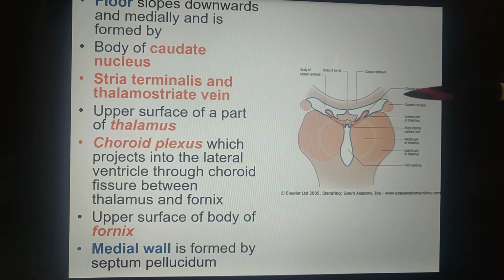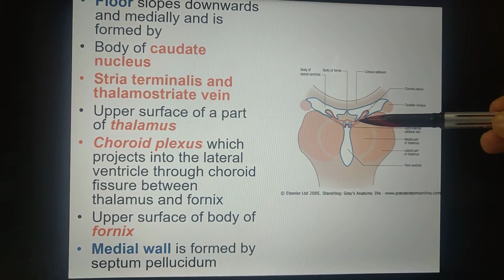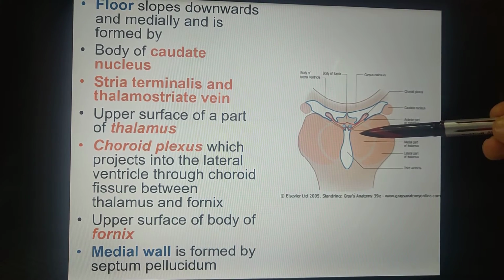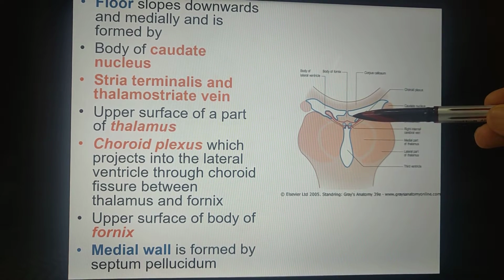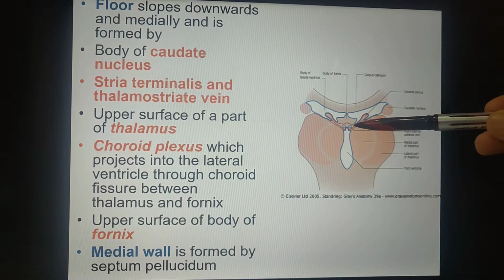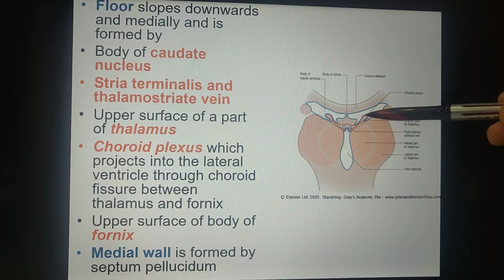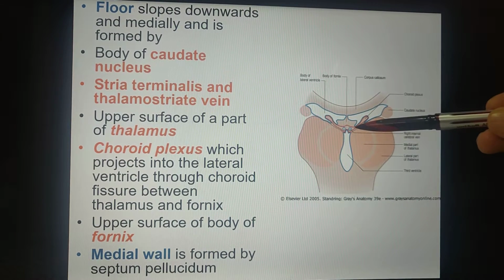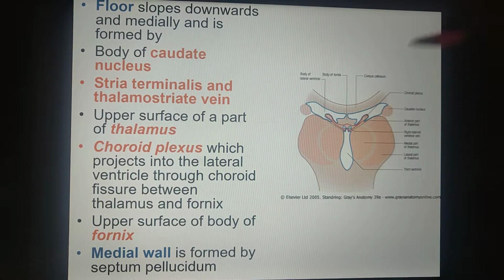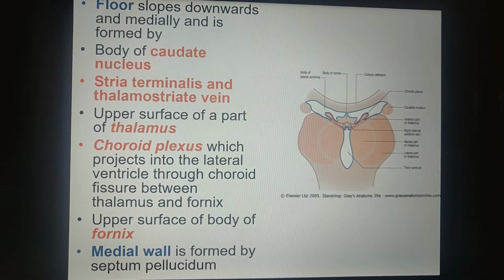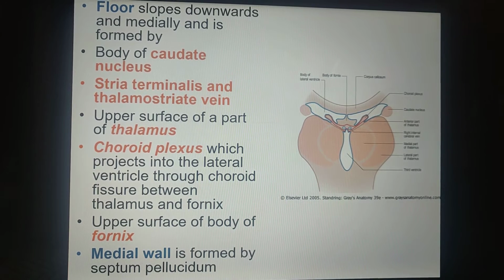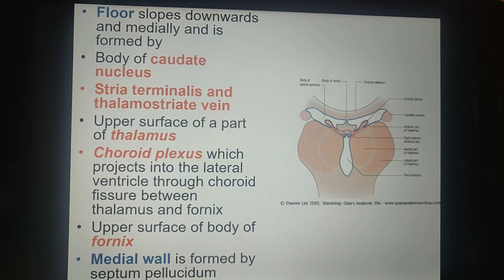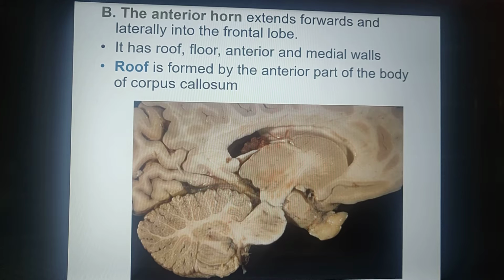And also the choroid plexus, which is invaginated. There is a space between the thalamus and the septum pellucidum, or the under surface of the fornix. Through this space between the fornix and thalamus, the choroid plexus bulges inside the lateral ventricle. The medial wall is formed by the septum pellucidum. So this is the boundary of the body of the lateral ventricle.